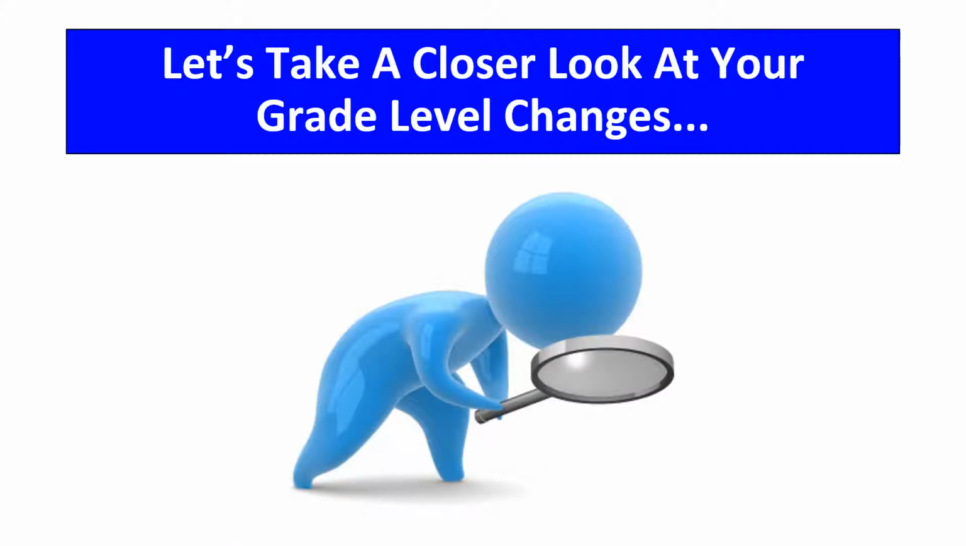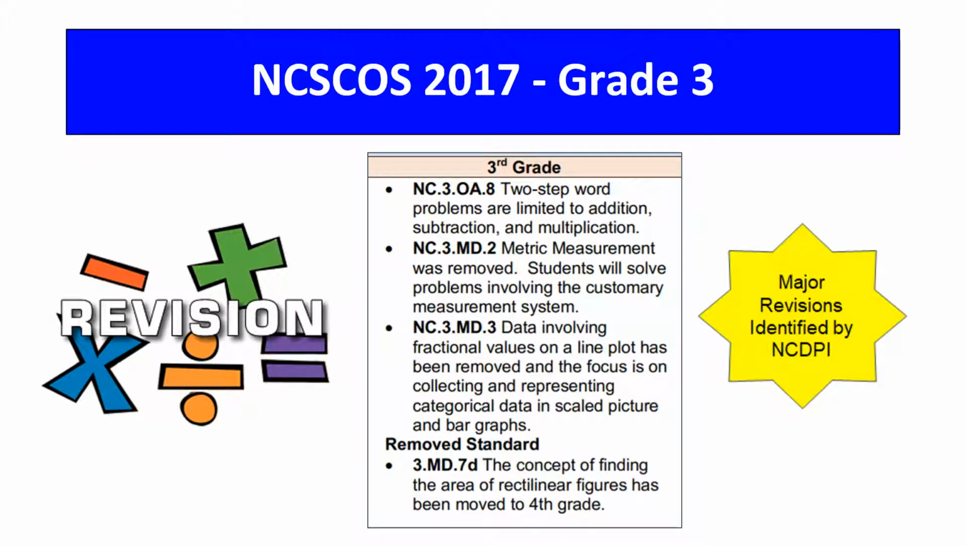Now we are going to take a closer look at changes in your grade level. NCDPI has highlighted major changes to your grade level content standards as shown in the table. Major changes in third grade are as follows. Students no longer have to solve two-step word problems involving division. Students focus on the customary measurement system rather than the metric measurement system. Students will no longer collect and graph data on line plots. Students will no longer solve area problems involving rectilinear figures or solve problems involving rectangles with a constant area and different perimeters or a constant perimeter and different areas.